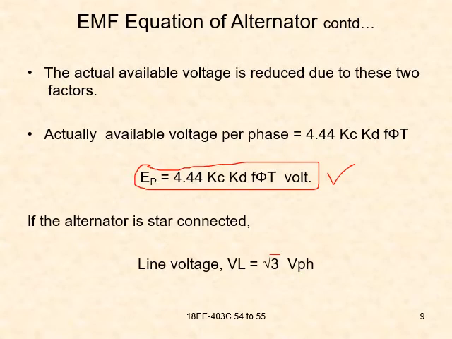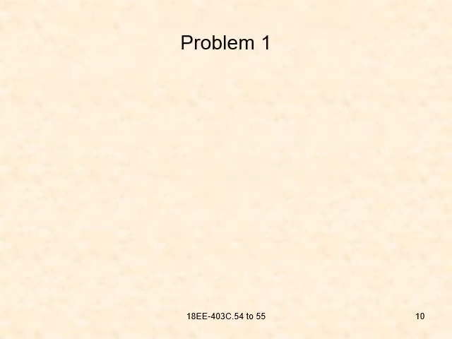So moving on to the next slide. We have finally E phase is equal to 4.44 kc kd pi f T volts. So from that we'll see some problems.